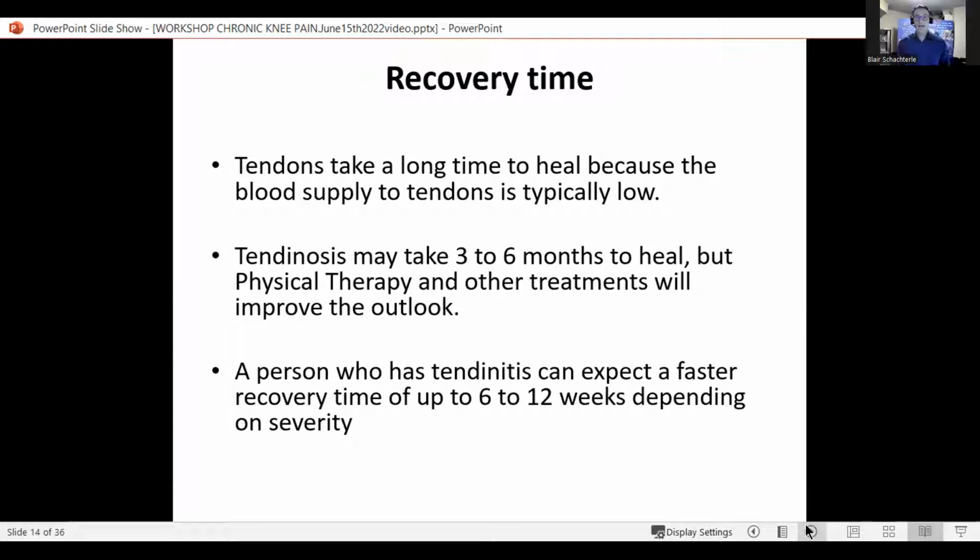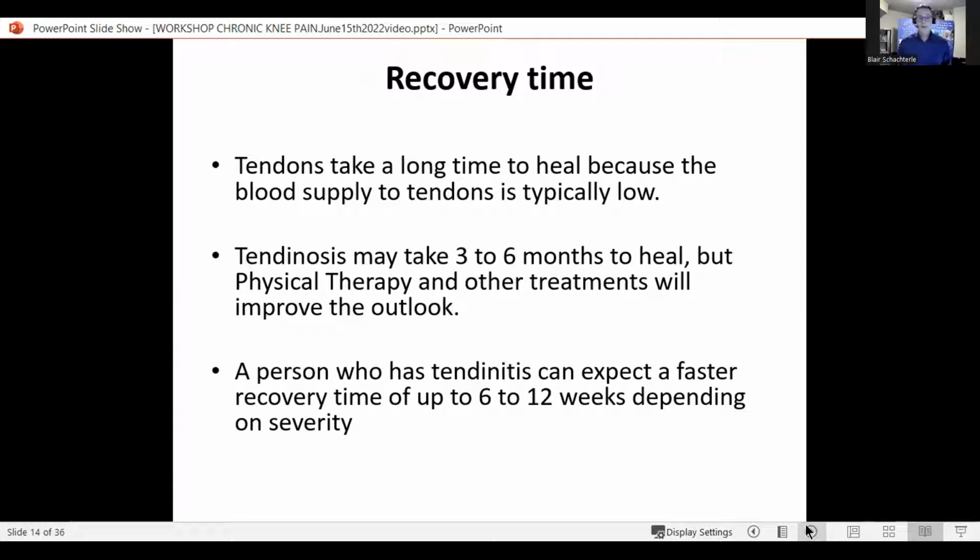So tendons take a long time to heal because the blood flow of tendon is typically quite low. Muscles get tons of blood flow, and that's why muscles tend to recover within 6 to 8 weeks. Tendons are basically double that in most cases. So tendinosis can take 3 to 6 months to heal, and physical therapy treatments can definitely speed that up and give the person a better optimal outcome.